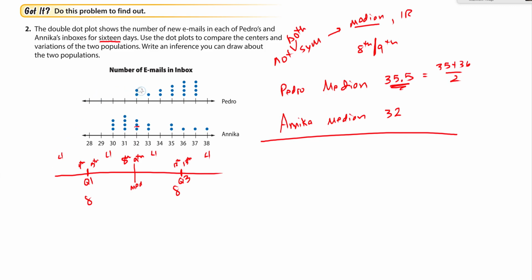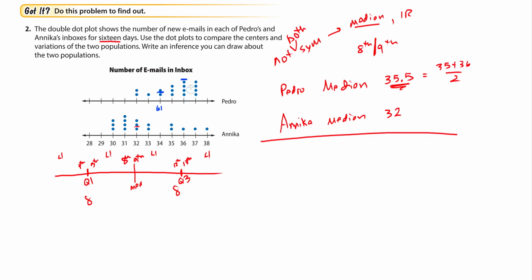1, 2, 3, 4, and then Q1 is between the 4th dot and the 5th dot, and that happens to be at 34. So this is Q1. Between the 12th and the 13th is Q3. So 1, 2, 3, 4, 5, 6, 7, 8, 9, 10, 11, 12, and 13.